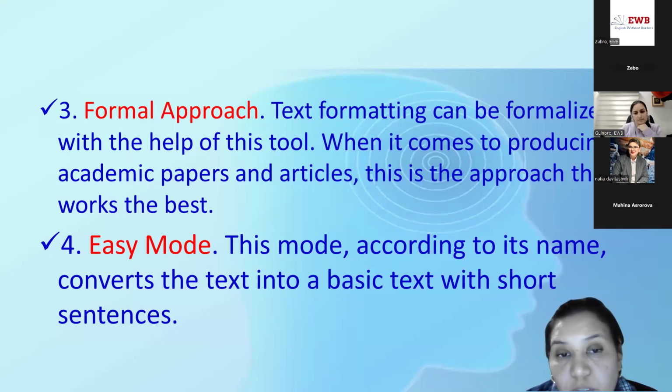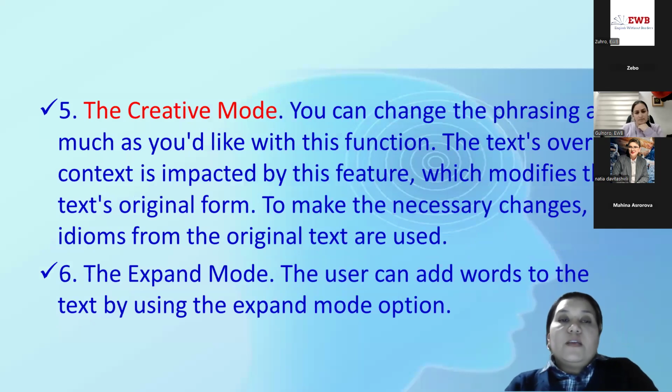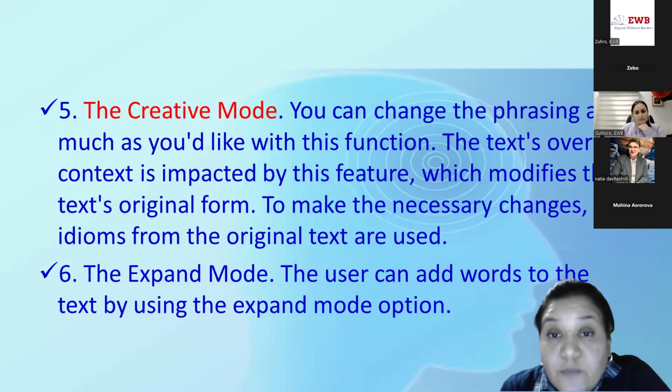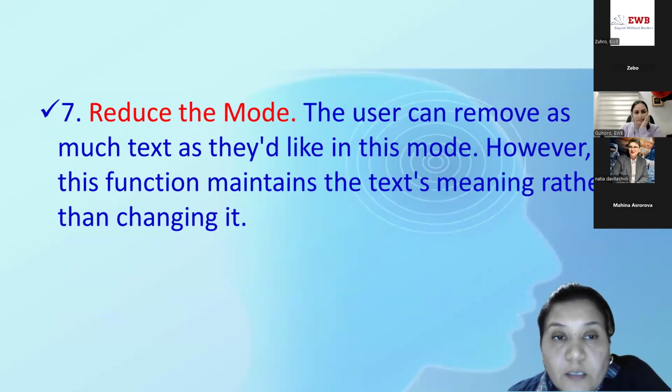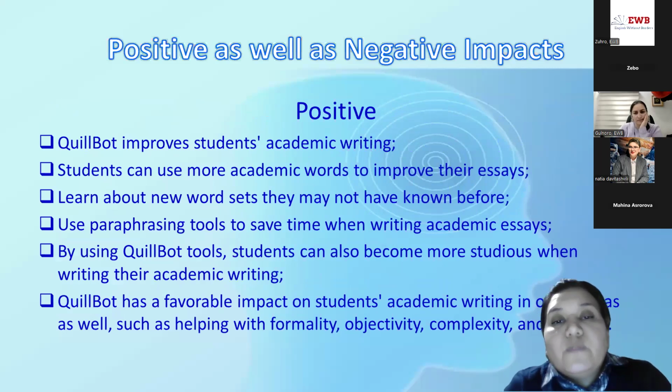And also easy mode. Easy mode, according to its name, converts the text into basic text with short sentences. Next is the creative mode. You can change the phrasing as much as you'd like with this function. The text's overall context is impacted by this feature. And next, expand mode. The user can add words to the text by using the expand mode option. And reduce mode: the user can remove as much text as they'd like in this mode. However, this function maintains the text's meaning rather than changing it. All of this covers the features of using Quillbot in writing.